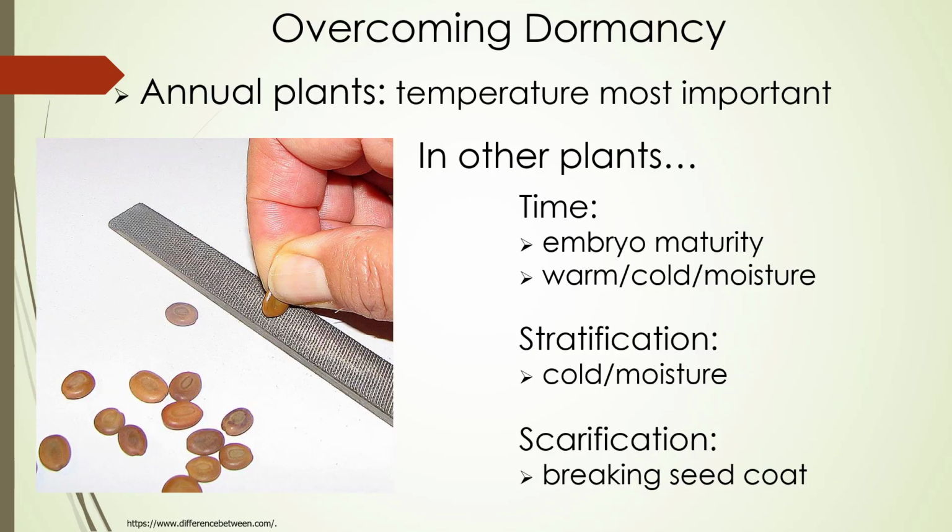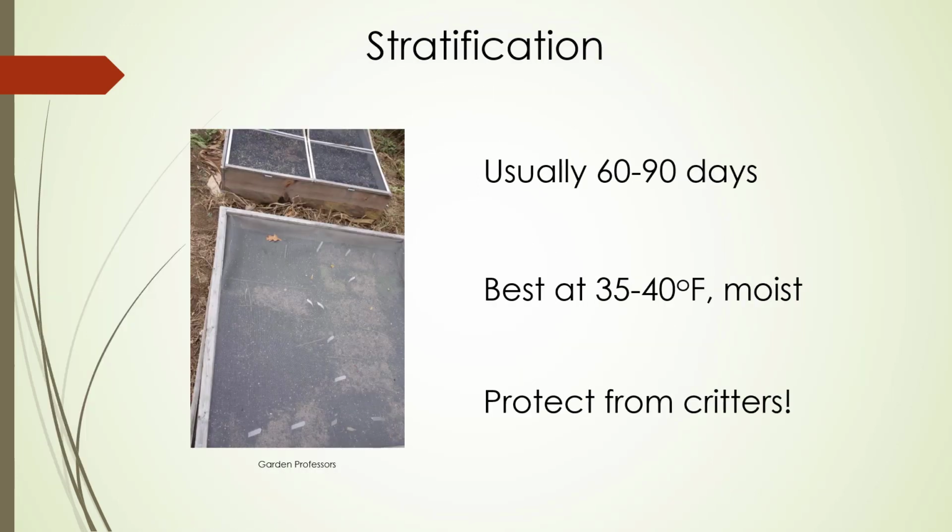So overcoming dormancy for annual plants, temperature is most important, but with other plants, time is important, so you can have the embryo mature. You might need to have warm, cold, moist conditions. Stratification is when you have cold and moist conditions, and scarification is when you're breaking a seed coat. And you can see here they're using a file to break the seed coat, so that's scarification. Stratification usually takes 60 to 90 days. It's best at 35 to 40 degrees Fahrenheit and kept moist, and you do want to make sure you're preventing critters from getting to them.